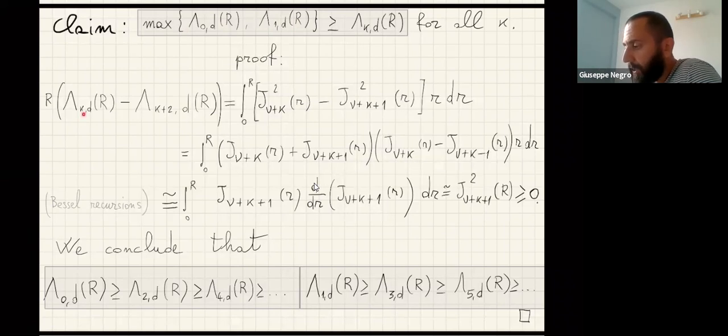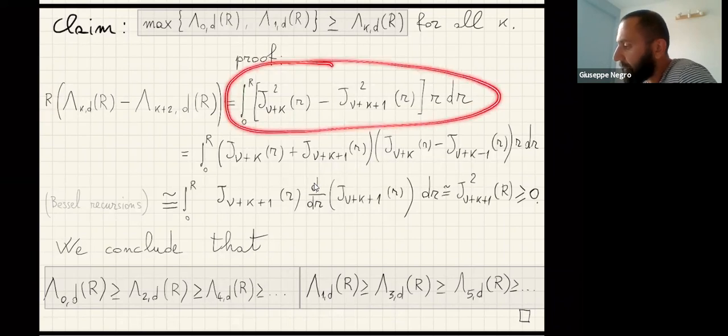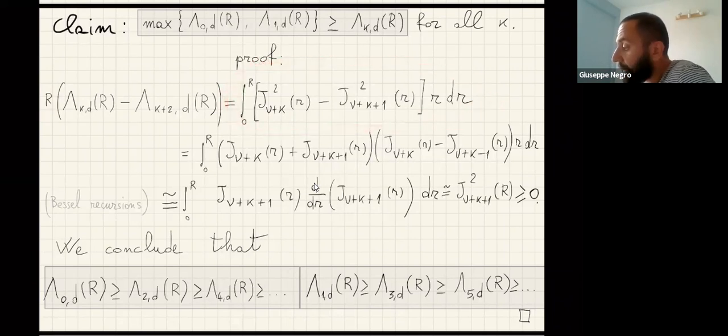So consider the generic lambda k coefficient and take the difference with lambda k plus 2. Also, remember the coefficient was the integral of the relevant Bessel function squared with this weight. And there was a factor 1 over r. I put it here so it's out of the way. So we are computing this kind of integrals. This is the difference of squares, so you can write it, this is elementary, as a sum times a difference.